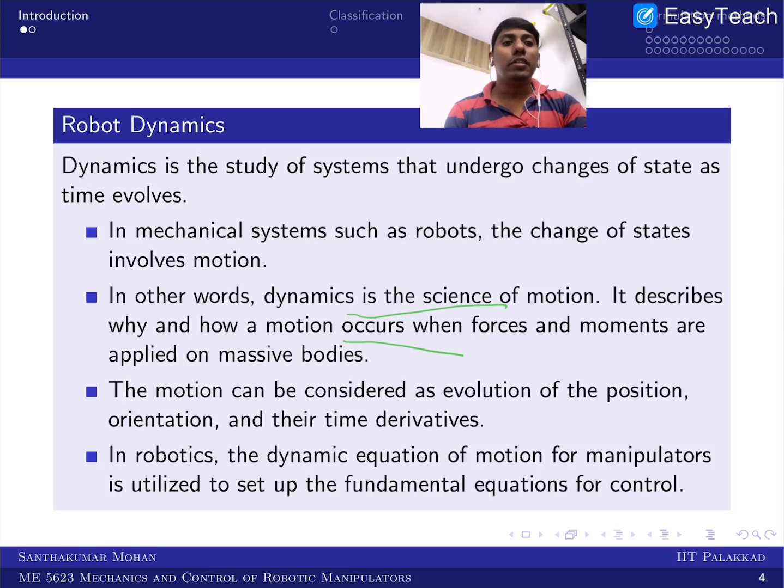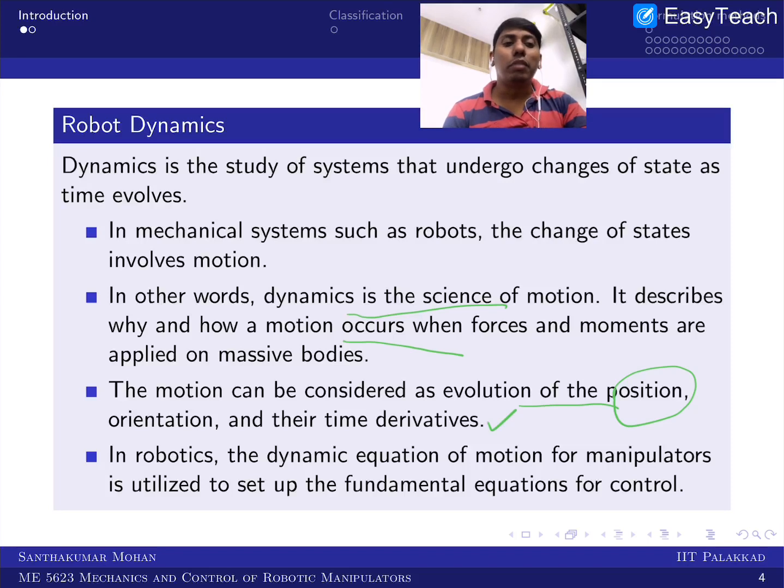A dynamic system is very general in robotics, in the sense that it is a set of bodies, and we are trying to see the change of motion variables with respect to the forces and moments applied to those bodies. In the sense, we are trying to see the evolution of position, orientation and their time derivatives. That is what we are seeing.